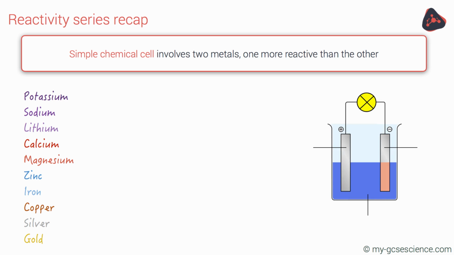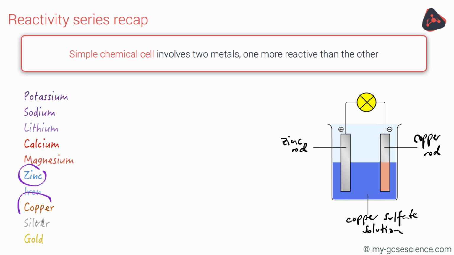This diagram on the right might remind you of electrolysis, and it's a similar sort of process. But unlike electrolysis, which requires an input of electrical energy, this chemical cell doesn't involve connecting to a power pack or power supply. All we've got are two metal rods, in this case a copper rod and a zinc rod, and they're dipped into a salt solution.